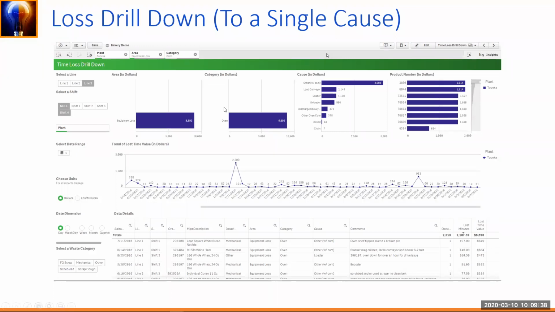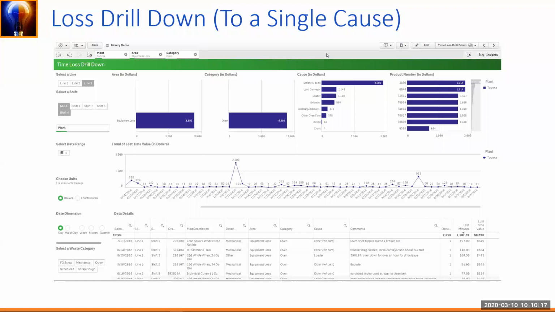For these oven failures, what was going on is that most days there wasn't much downtime at all due to the oven. But then we had these really big spikes that were occurring. And what we found with those was that the oven shelves were flipping due to broken pins. By finding this and understanding the periodicity of those failures, we were able to put in a preventive maintenance program that changed out those pins on a periodic basis, and basically completely eliminated this major source of downtime.